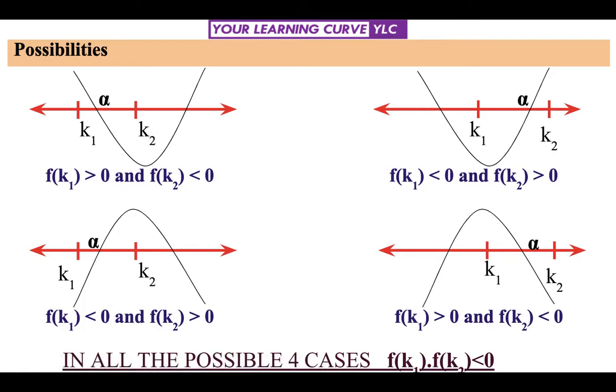In all the four possible cases for one root to lie between K1 and K2, this product has to be negative. And since the function is attaining the value 0, it means it will definitely have roots. Here we don't need to ascertain separately that the roots exist or that the discriminant is positive or equal to 0, because opposite signs at K1 and K2 itself ensure that there is definitely a root.